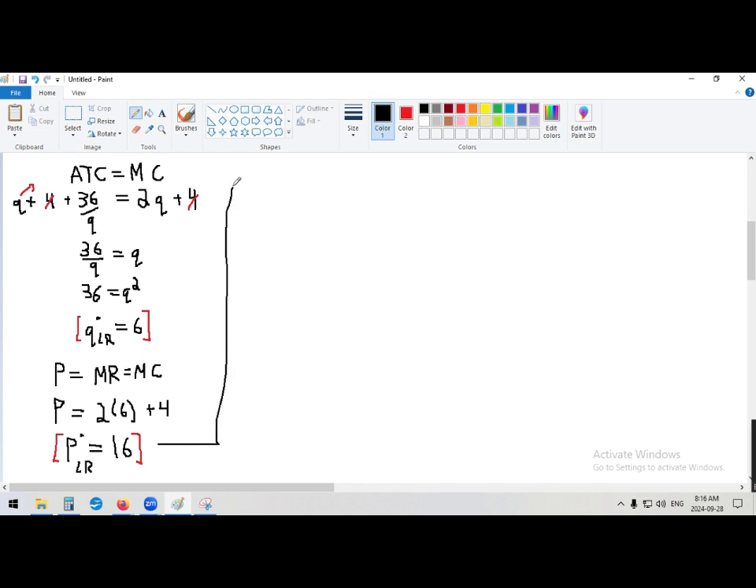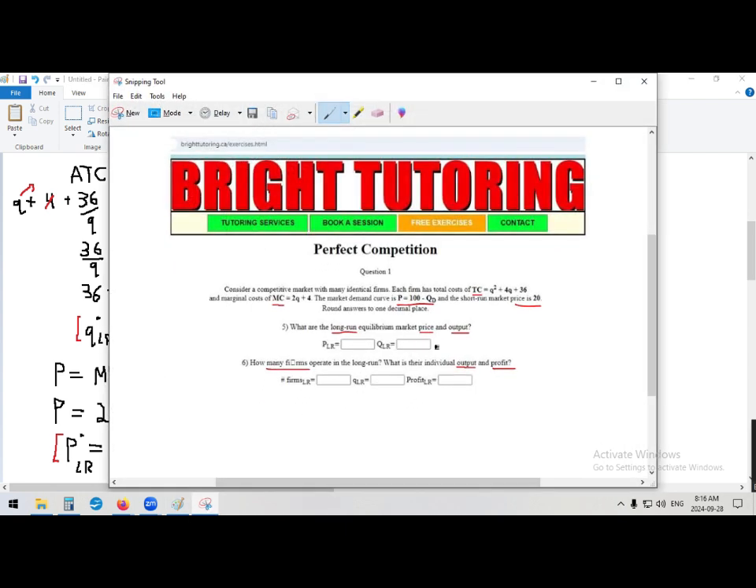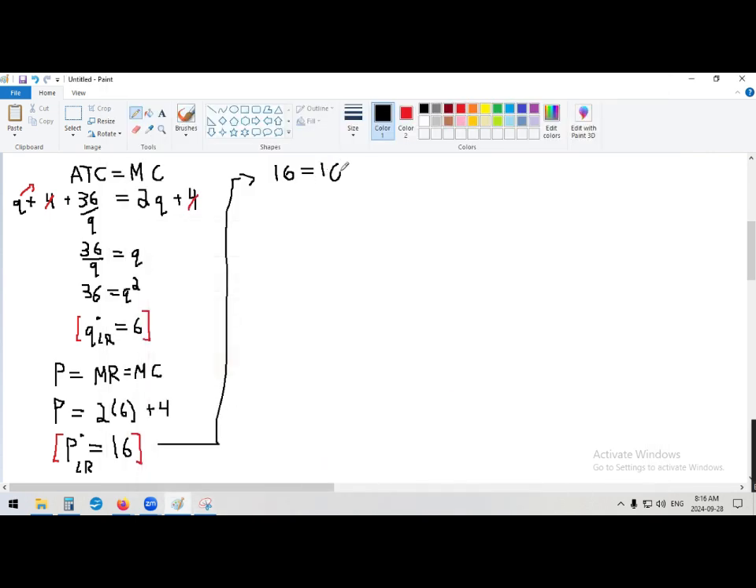Now that we have the price in the long run, we can take that and plug it back into the demand curve and say, okay, 16 is the market price. The market demand curve was 100 minus quantity, so 100 minus q for the big market quantity. So here, the market output, the big Q, is going to be 100 minus 16, which is 84.